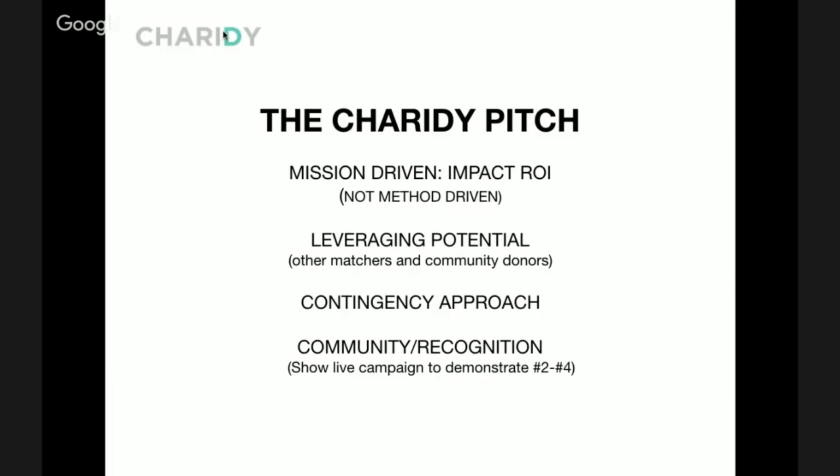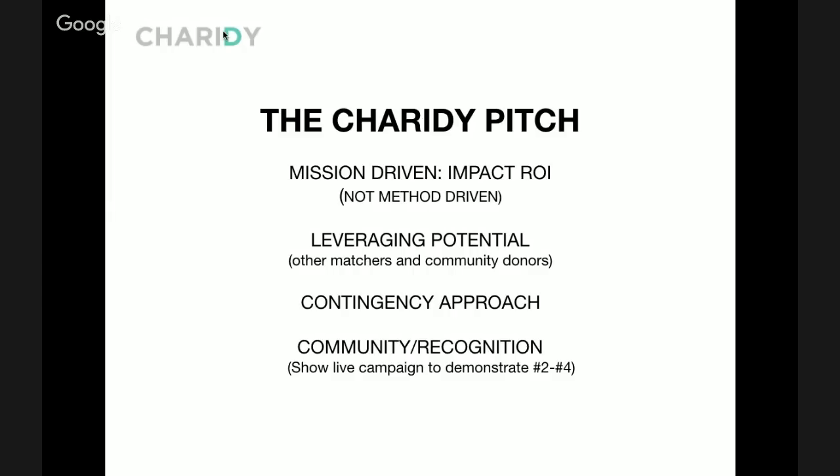So number 1, the first thing they need to understand is the impact, right? The impact of what a charity campaign does. It's mission-driven, not method-driven. Don't talk from the onset about how the charity campaign will work, how you get influencers, what happens 48 hours in advance, what happens 24 hours in advance. You will get to that.